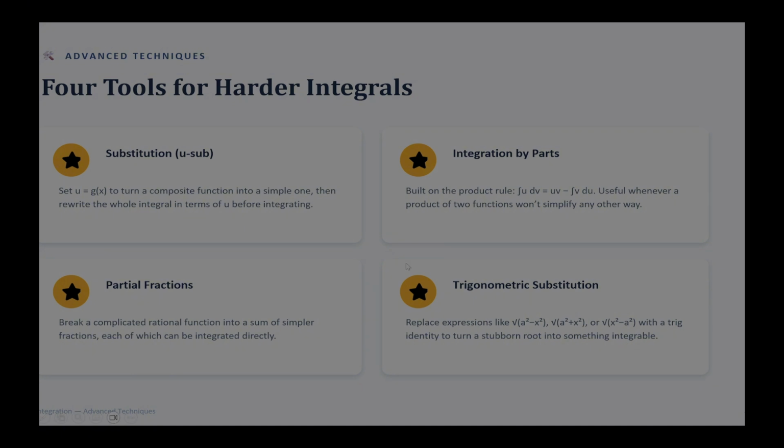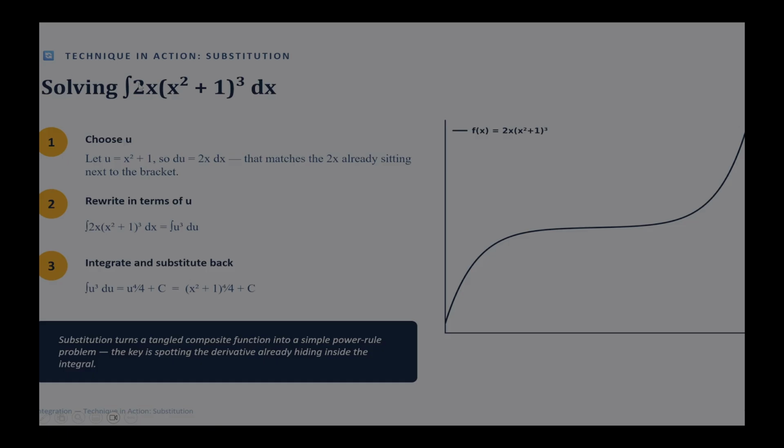So I'm going to give some examples already because these are the harder ones. For example, substitution. Take the integral of 2x times (x squared plus 1) to the power 3, right? So we have to choose u. The technique: let u equal the inside here. Let u equal x squared plus 1. So du, when you take the derivative, is 2x dx, right? That matches the 2x already. Matching the 2x already here.